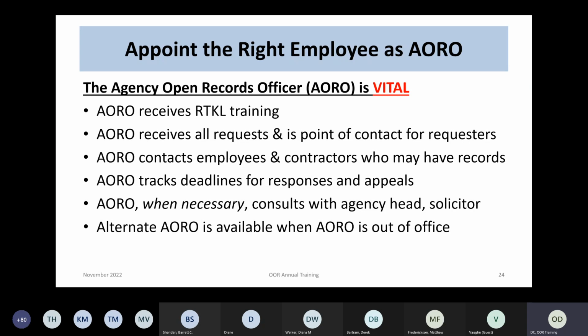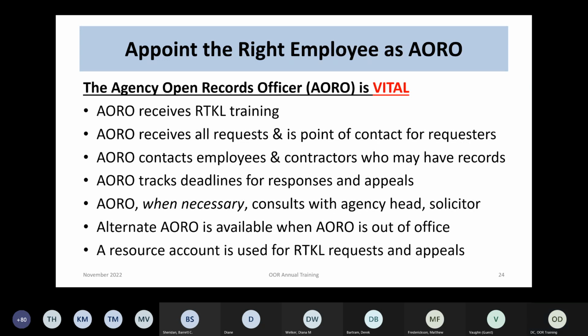This is very important. Make sure an alternate AORO is available when your primary AORO is out of the office, either on vacation or leave. It's just a good practice to ensure the prompt provision of public records. And you could use a resource account for Right to Know Law requests and appeals. We keep a database of registered open records officers that we keep updated and they're posted online. Whenever you do change any contact information or change your agency open records officer, please let us know so we can update that.